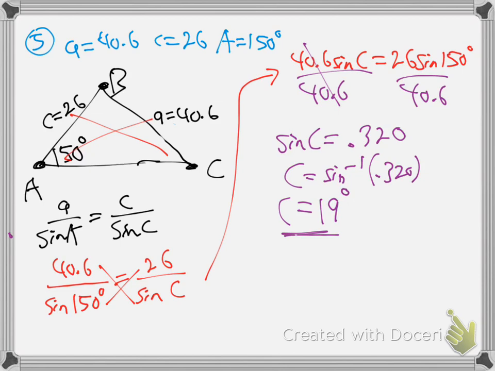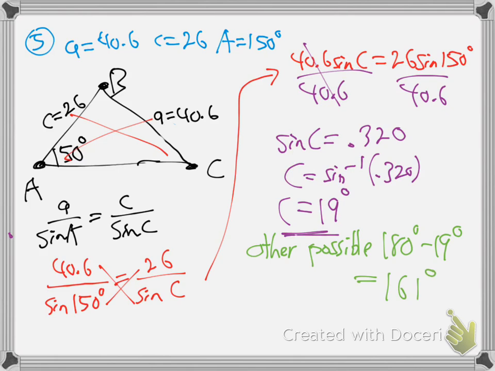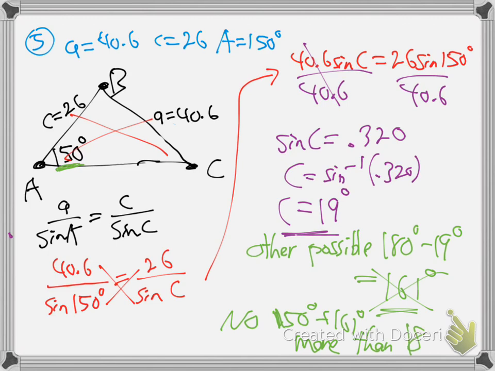Now, let's find the other possible angle. So the other possible, whenever you do sine inverse, is 180 minus that one, which is, what's that, 161? Now, is that possible in the triangle? Could this angle C be 161? No way, the other one's 150. 161 and 150 is way over 180. So again, this is no. No, because 150 plus 161 is more than 180. So that cannot be.